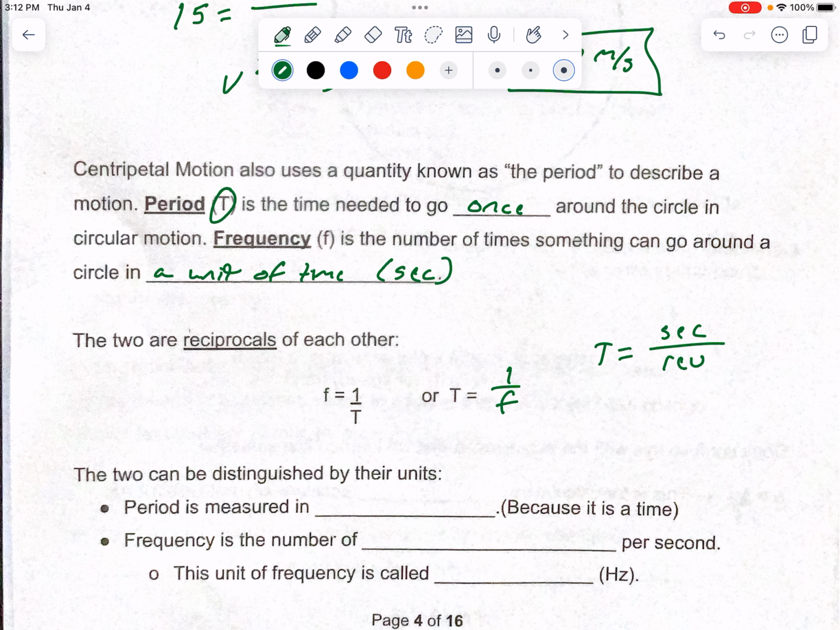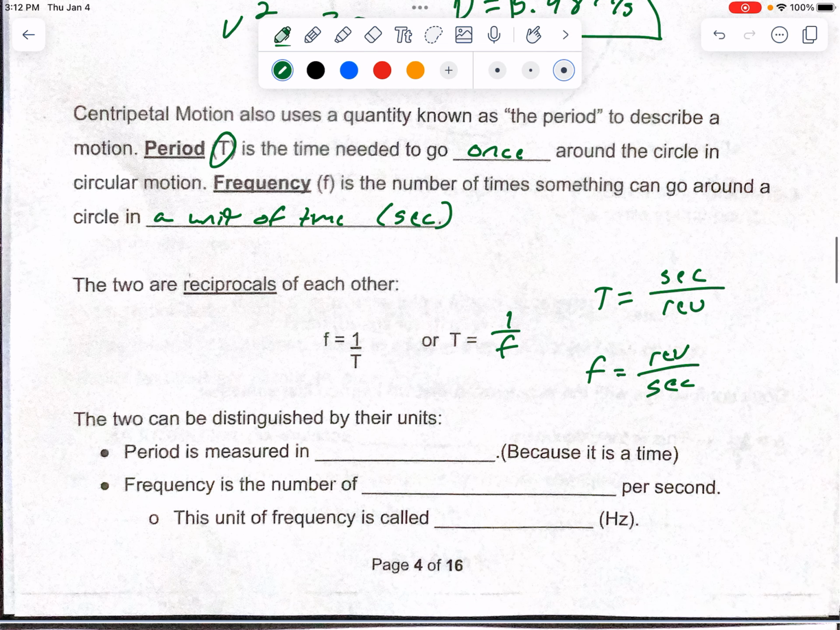Your frequency is going to be the opposite. It's the number of revolutions divided by your time, which we'll do some of here in a sec. The two can be distinguished by their units. Period is measured in time, so it's going to be in seconds. Frequency is the number of revolutions per second, so how many times it can go round and round in 1 second. The unit for frequency is called hertz. That's what that Hz is, the abbreviation for hertz.